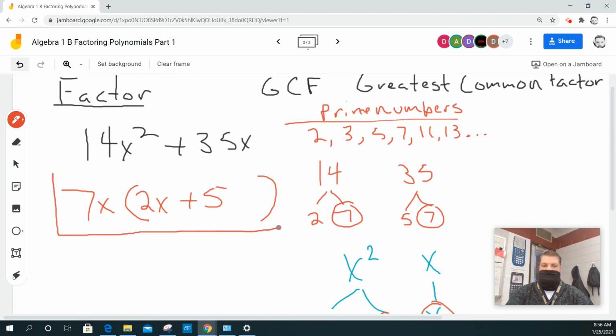So this is the factored answer. It's the distributive property in reverse when you think about it. Let me clean this up a little bit. That looks a little too far away.